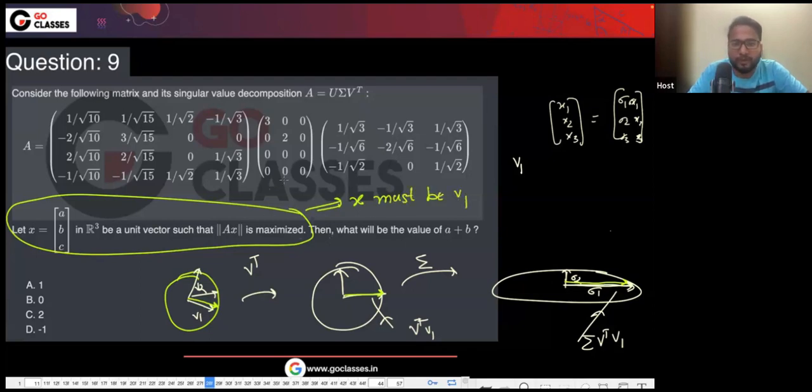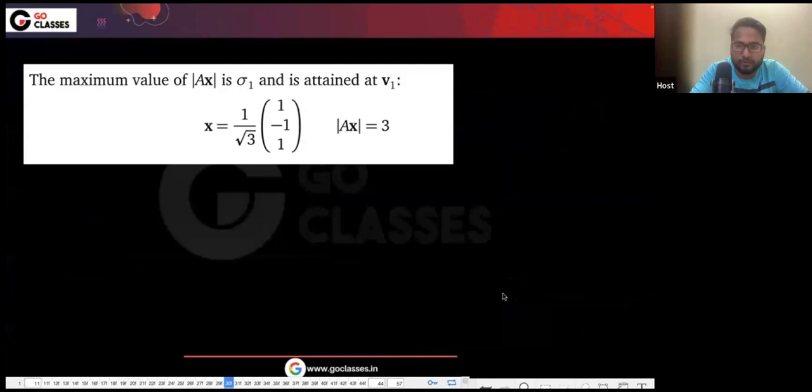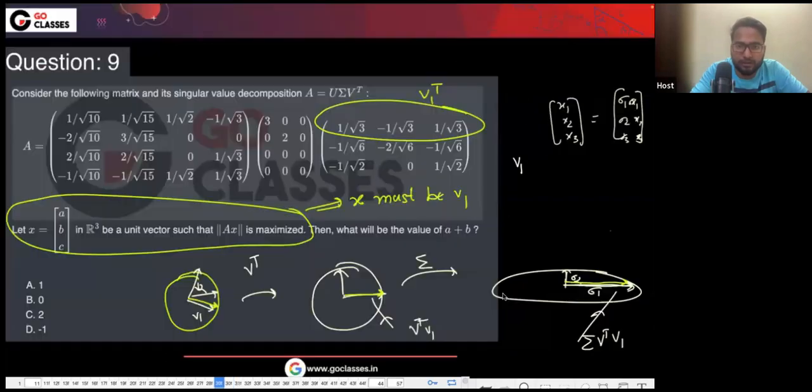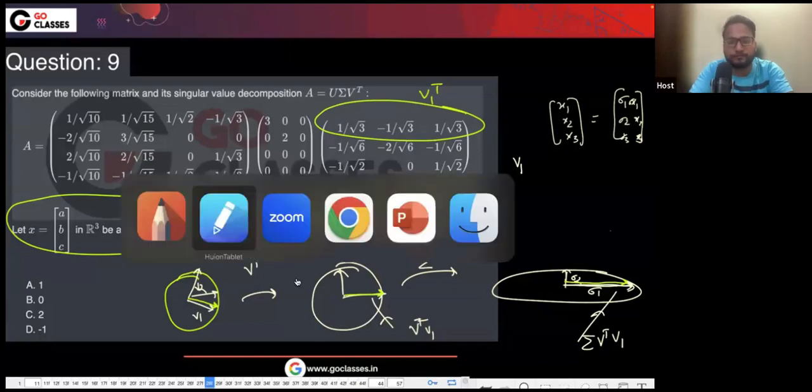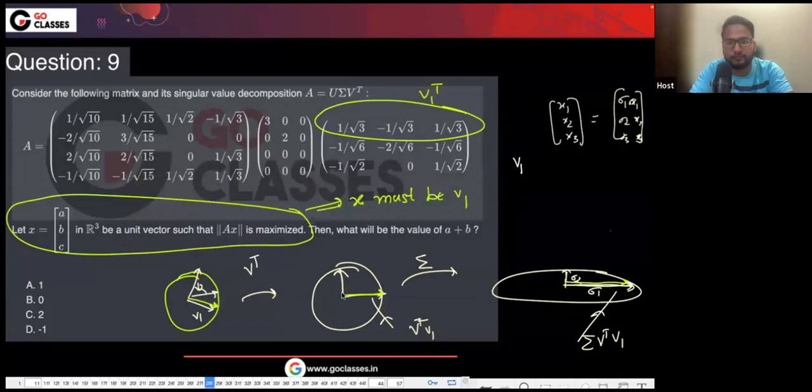Then what is the value of a plus b? So b1 is this, right? Sorry, this is v1 transpose. So basically b1 is this one, right? If you add these two, I think it will be 1 upon root 3. A plus b. Okay, sorry, it is a plus b. You will be getting 0, right? What is the answer here? I think I haven't mentioned the answer here, but it should be 0. Can you check the answer? b is given, right? Cool. So the answer is 0.